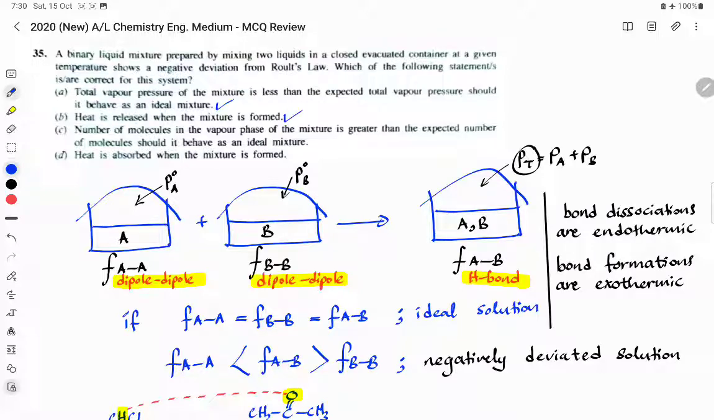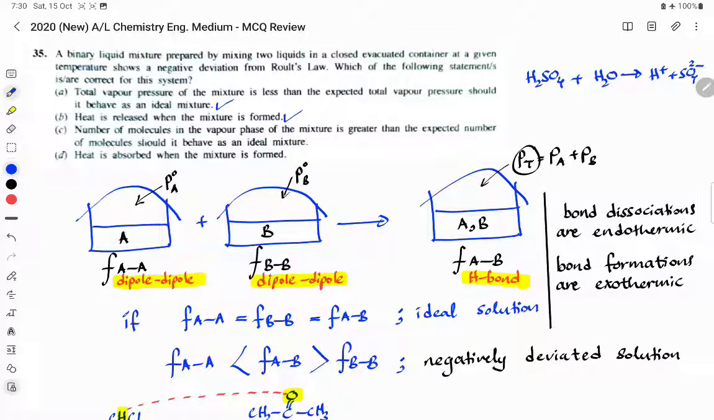That's the reason when we mix sulfuric acid and water, heat energy is released. Sulfuric acid forms hydrogen bonds, water forms hydrogen bonds, but when they are mixed with each other, they form ion-dipole interactions. Therefore, the newly formed interaction is very strong, so there is a net heat energy release.